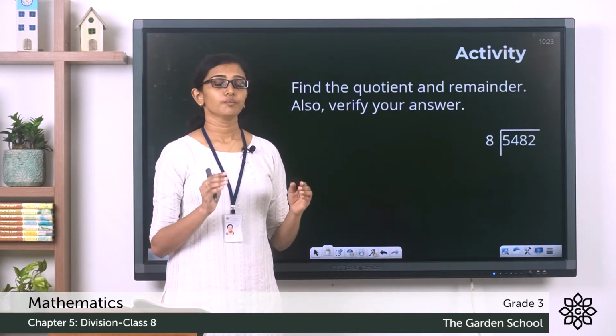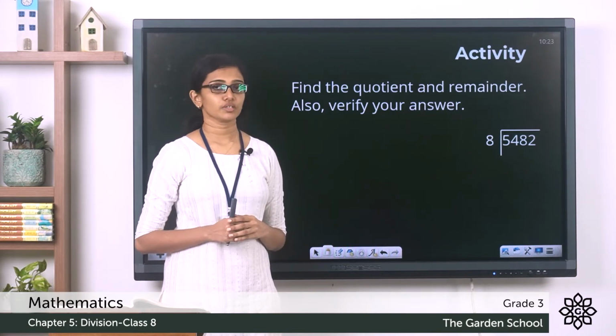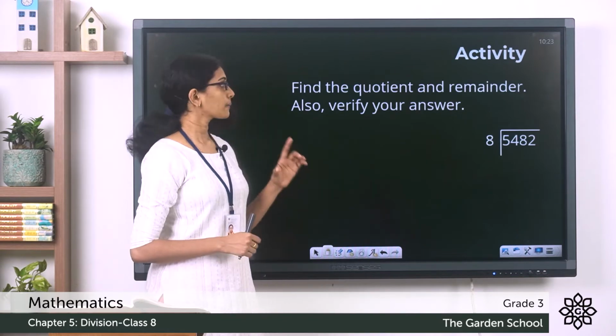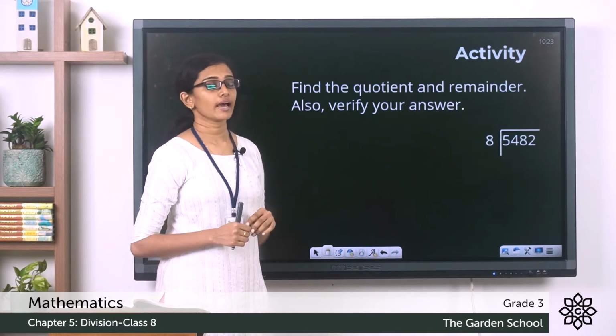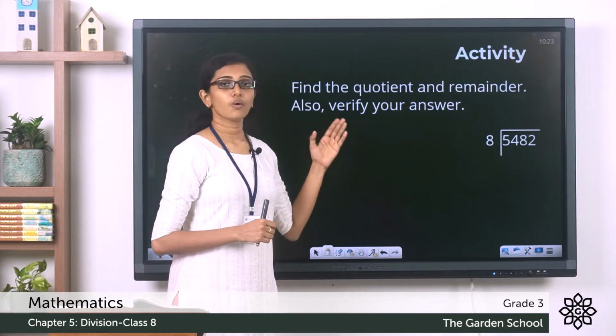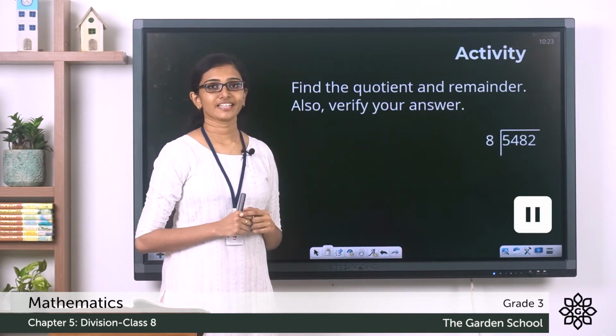In your notebook, please put today's date. You can write the heading verification of division using multiplication tables. Then note down this question in your notebook. Find the quotient and remainder. Also, verify your answer. And the question is 5482 divided by 8. You can pause the video, finish the activity and come back.